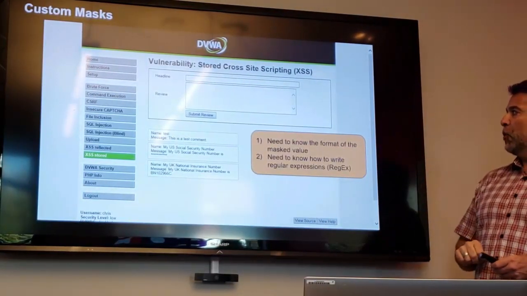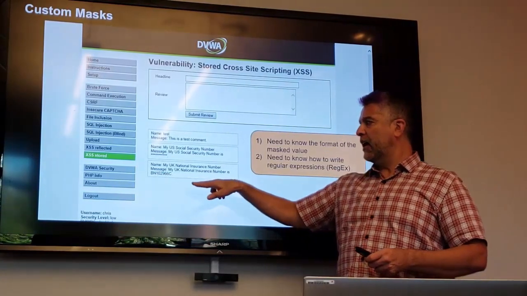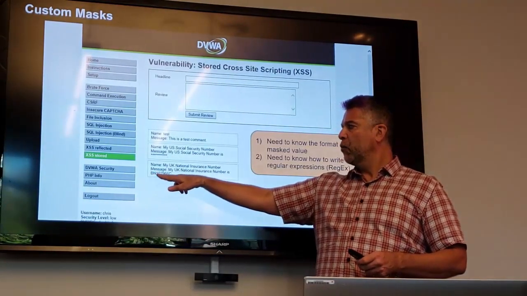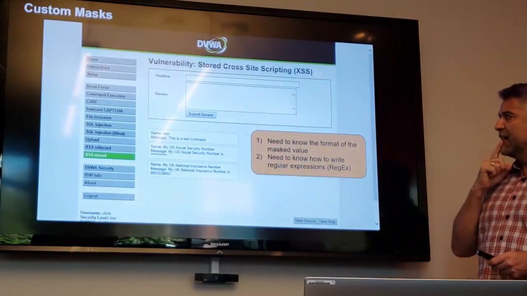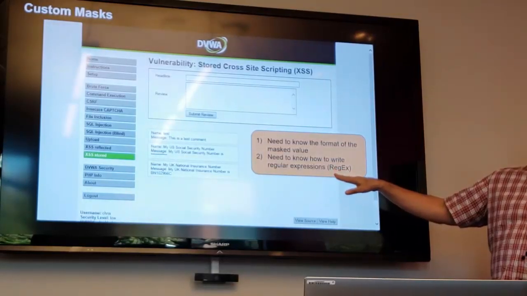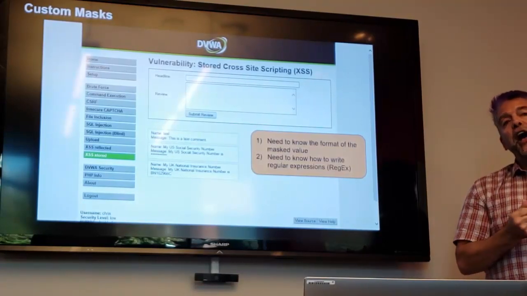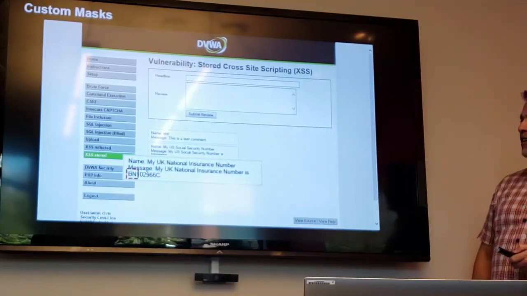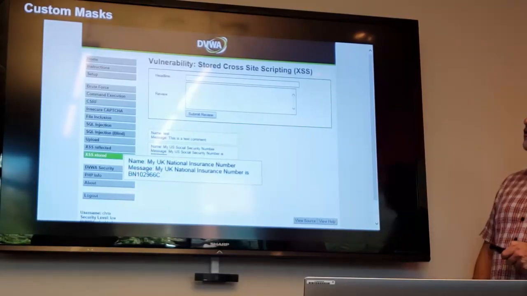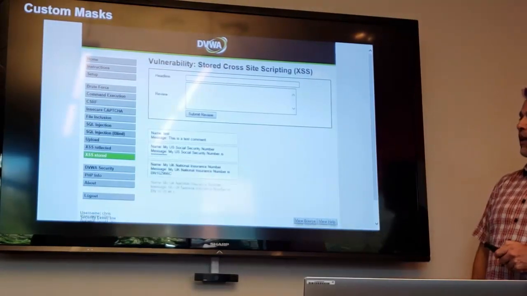So the things we need to know is we need to know the format. The format of this UK number is like a letter, and then 1, 2, 3, 4, 5, 6 numbers, and then another letter. We need to know this format. And then you need to know a little bit about regular expressions, regex. If you know a little bit about regular expressions, you're going to be ready to go. If not, we're going to cover it just a little bit so that you can see how to do this. As I said, this number starts with 2 letters and then 6 numbers and then followed by a final letter. That is the format of the UK national insurance number. That's all I need to know.